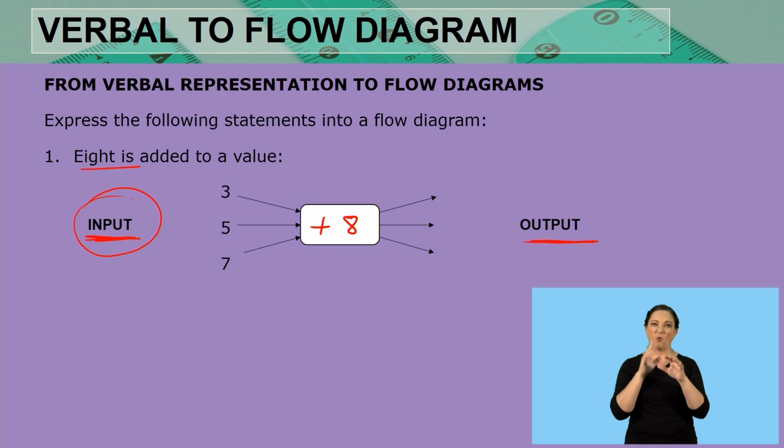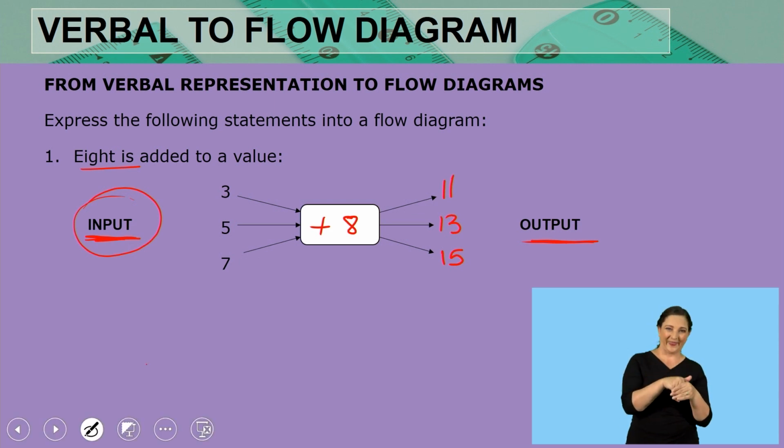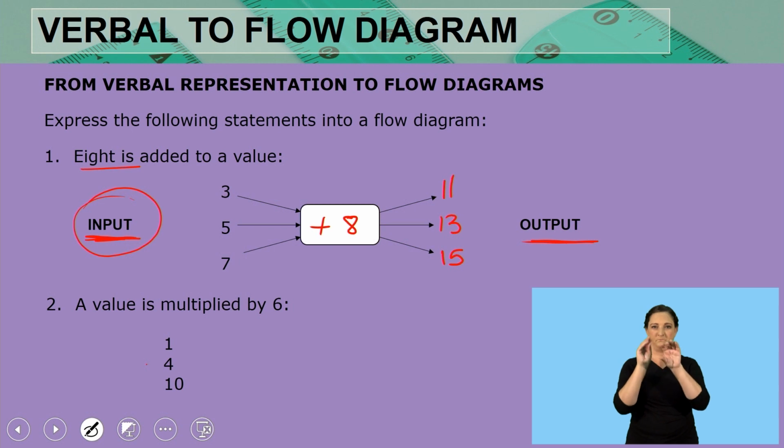So 3 plus 8, that gives us an output value of 11. Then we say 5 plus 8, and that would give us an output value of 13. And finally, we have the 7 plus 8, and that gives us an output value of 15. So those are the input values, and in the flow diagram there, we are given the output values. Let's look at the next one there.